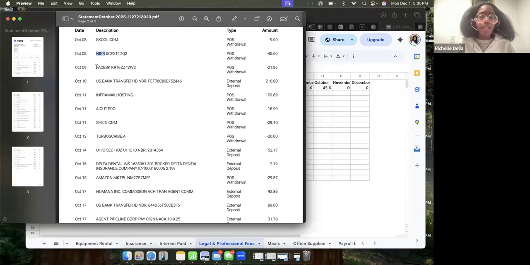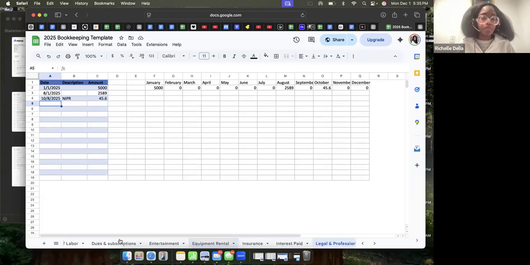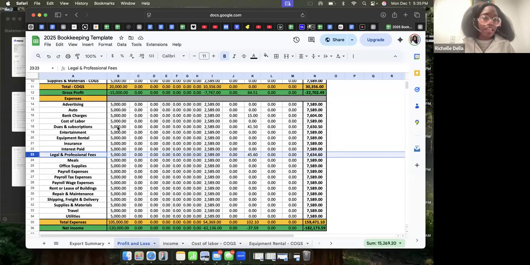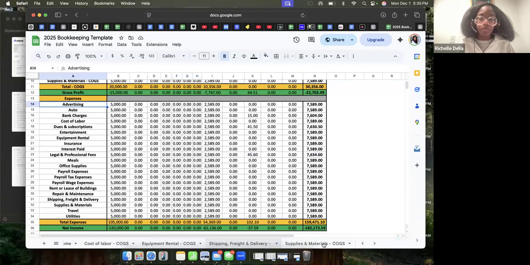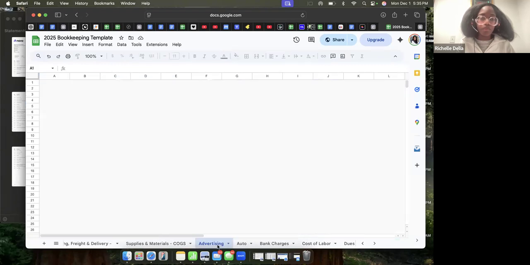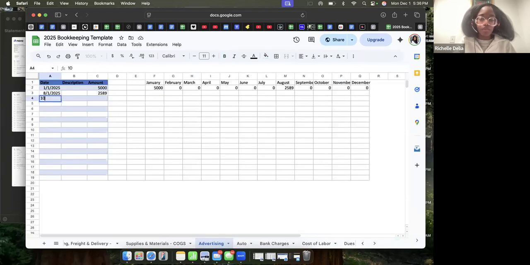I did some Facebook marketing for $21.86. So I'm just going to cross-reference the profit and loss statement again. I would consider that advertising. And I was charged $21.86. Okay. And you'll see that populate here under October.